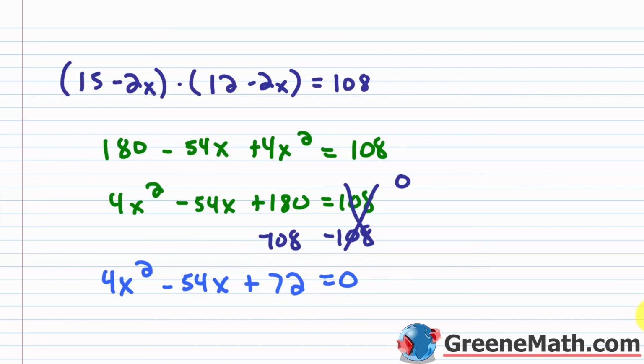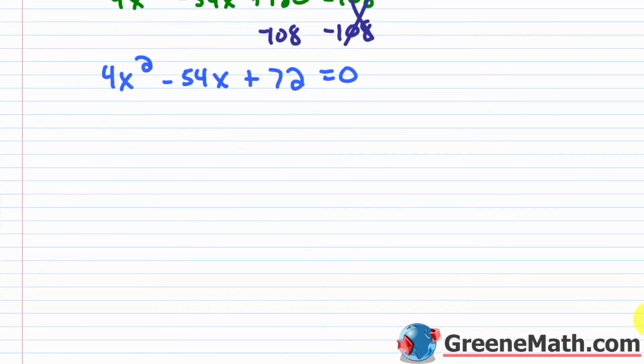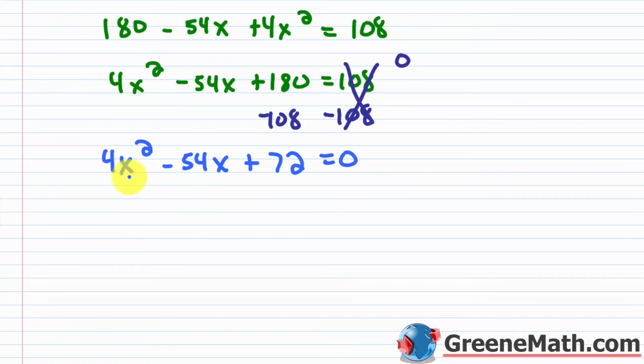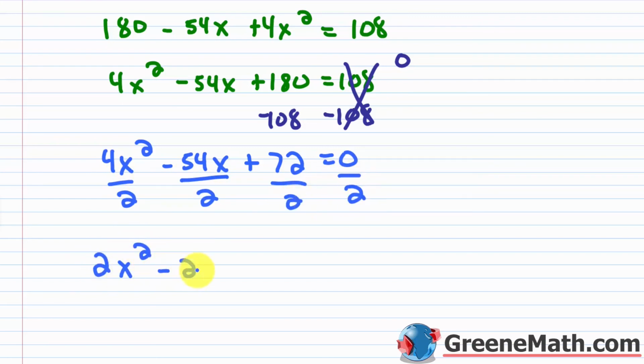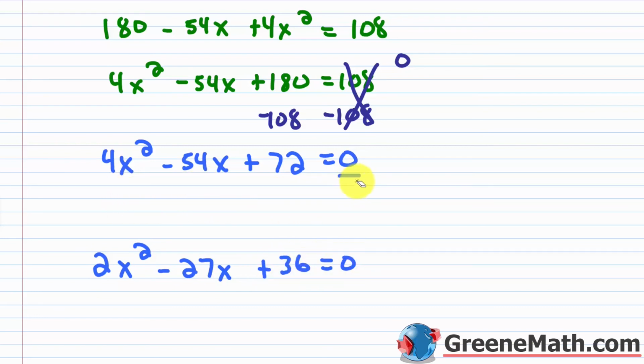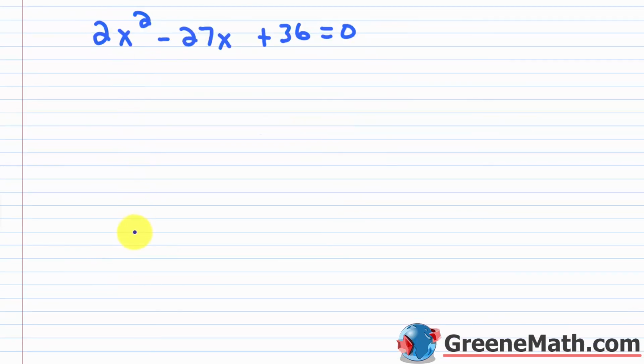Now, this is an optional step. You don't need to, but you can divide each part here by 2. That's going to give you smaller numbers to work with. So if I divide this by 2, this by 2, this by 2, and this by 2, I get 2x squared minus 27x plus 36 equals 0. That's just something I did to give us smaller numbers to work with. Again, completely optional. All right, so now let's use our quadratic formula.